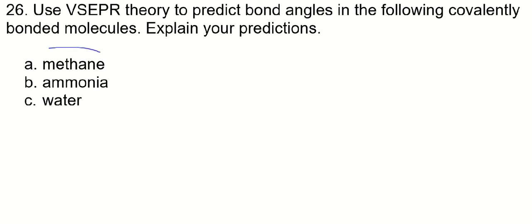So we're going to take a look at three molecules that have the same parent electron domain geometry, which is tetrahedral, but their shapes are different and their bond angles are all different. So let's take a look at why.